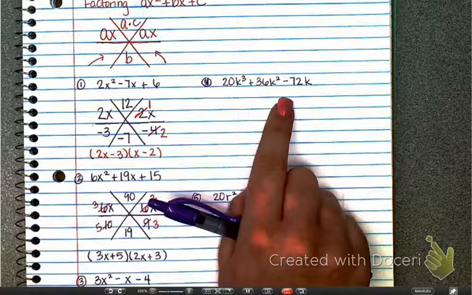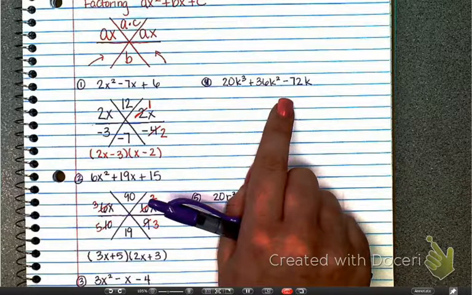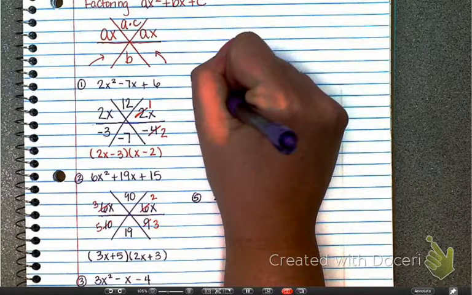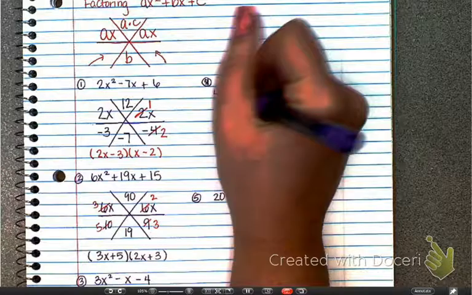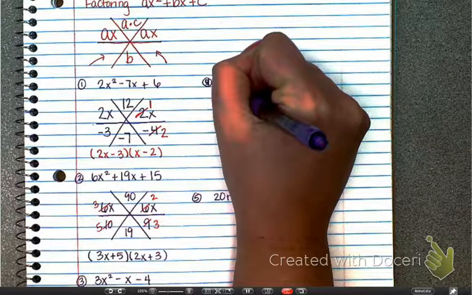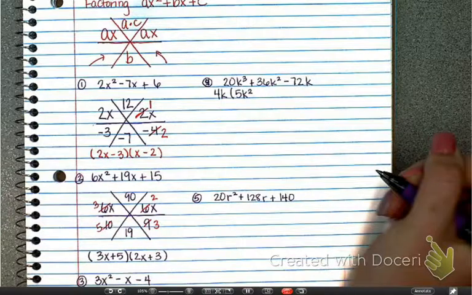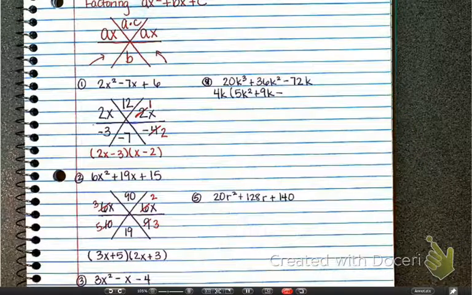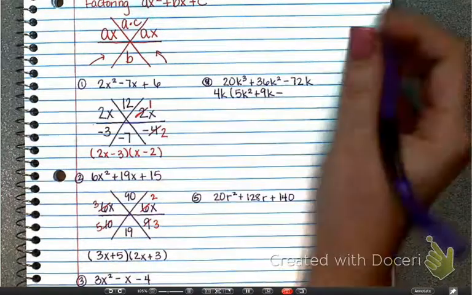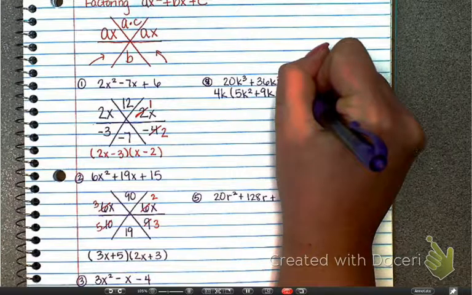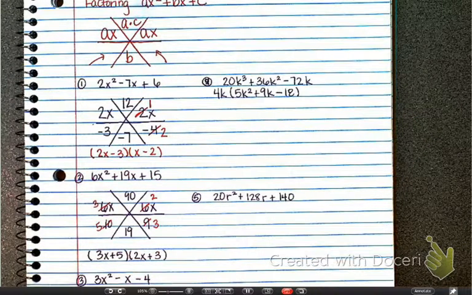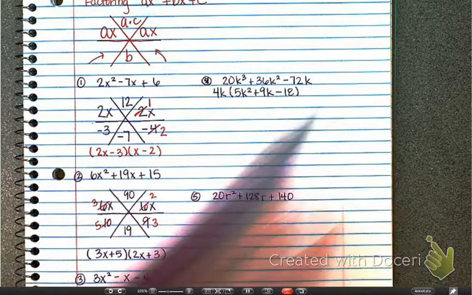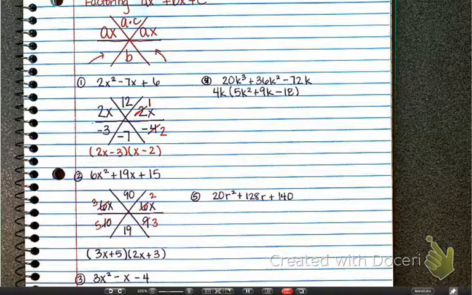So what number goes into 20, 36, and 72? 4? Okay, so I can pull out a 4. Can I pull out anything else? A k, which leaves me with 5k squared plus 9k minus 18. Okay. Now before I use the super x, I'm going to look. 5, 9, and 18, is there anything else that can go into it? No. But you want to kind of check before you start multiplying.